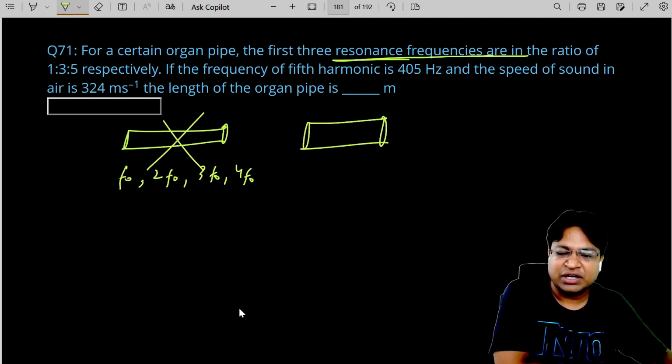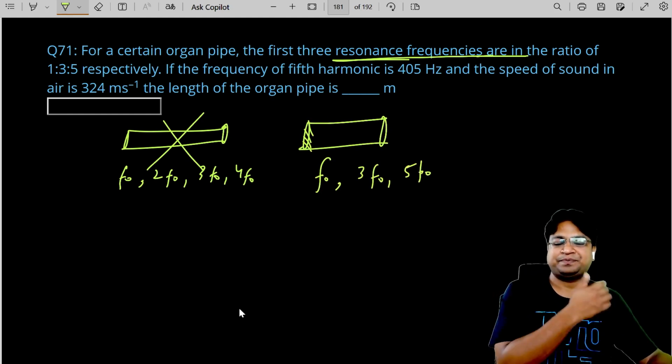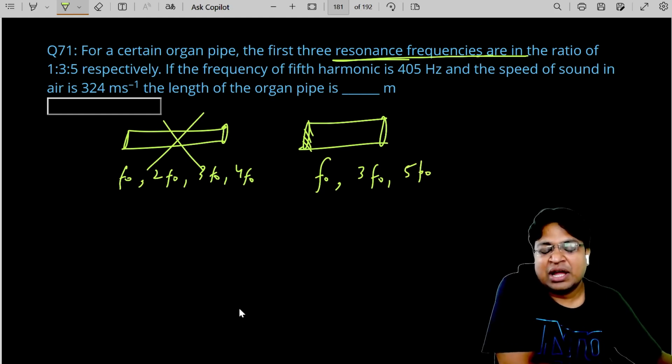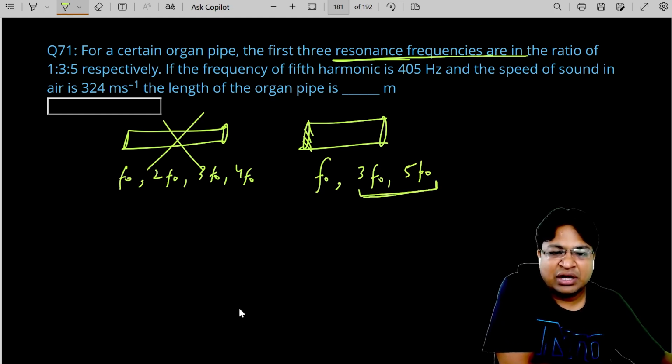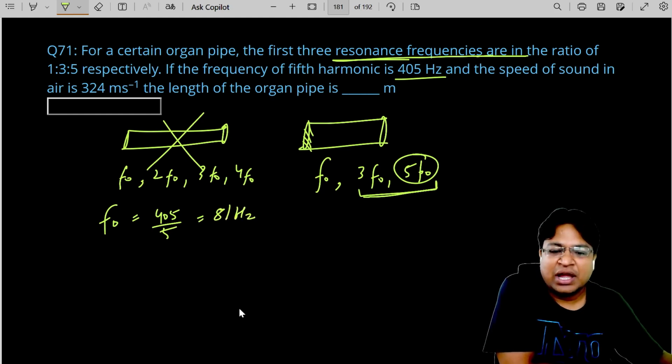The other case is that we are dealing with a closed organ pipe. In a closed organ pipe, if the fundamental is F naught, then 3 F naught exists, 5 F naught exists, and so on. All right. So that is the situation. And we can see the difference of any two consecutive ones. If the frequency of the fifth harmonic is given to us as 405, then F naught would be equal to 405 divided by 5. So that is 81 hertz. And yeah, we got the value of F naught.